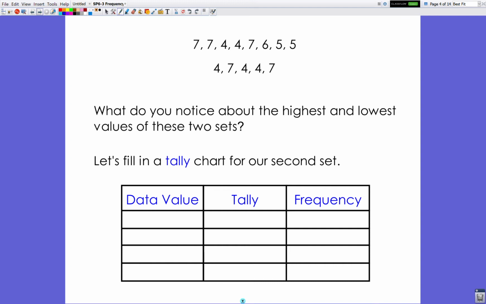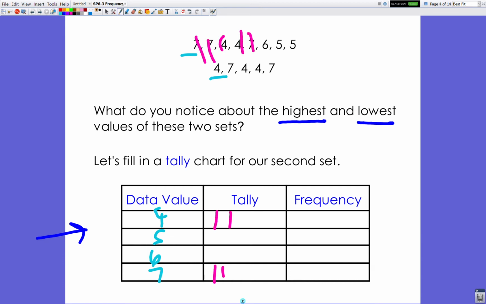Now, this data set is similar but slightly different, and I want to figure out what we notice about the highest and lowest values of the 2 sets. Well, before we can make a decision, we need to organize it into a data table. So we have first our data values. Our lowest again is 4, our highest is 7, so 4, 5, 6, 7. We'll do our tally marks, 7, 7, 4, 4.